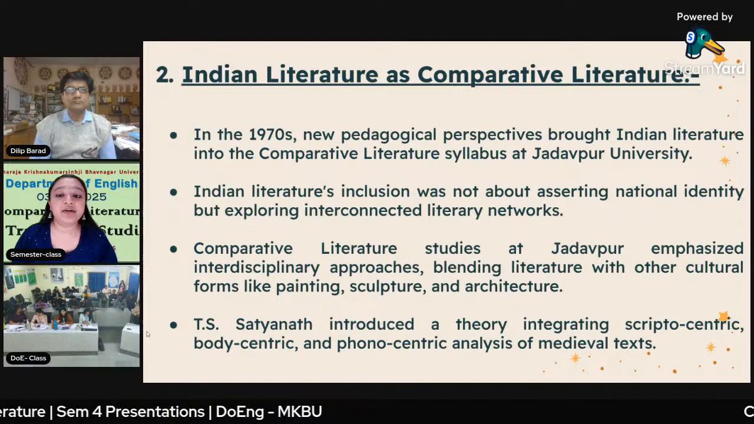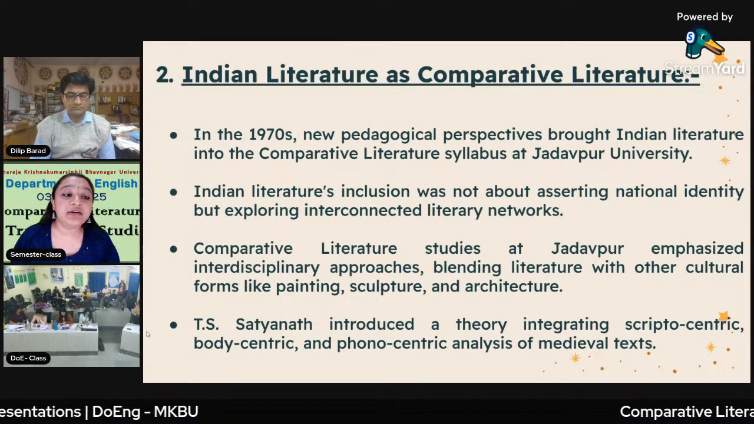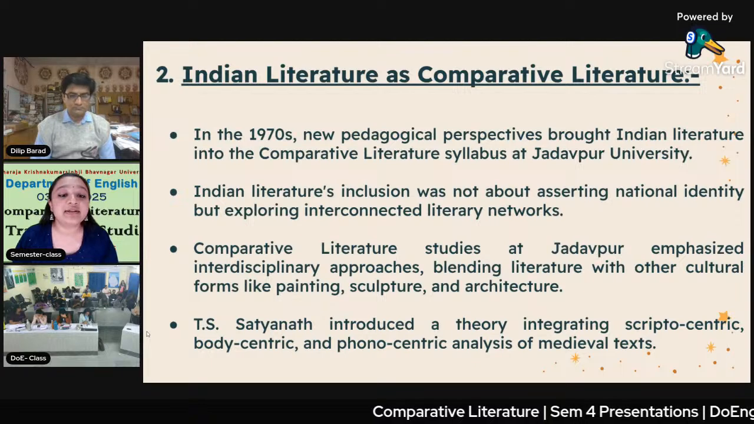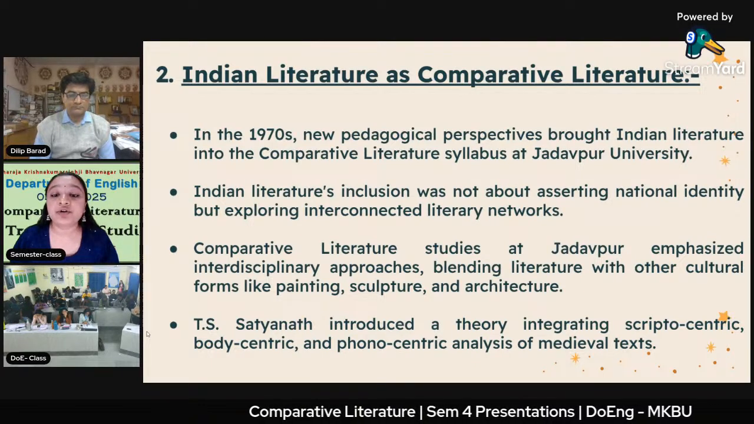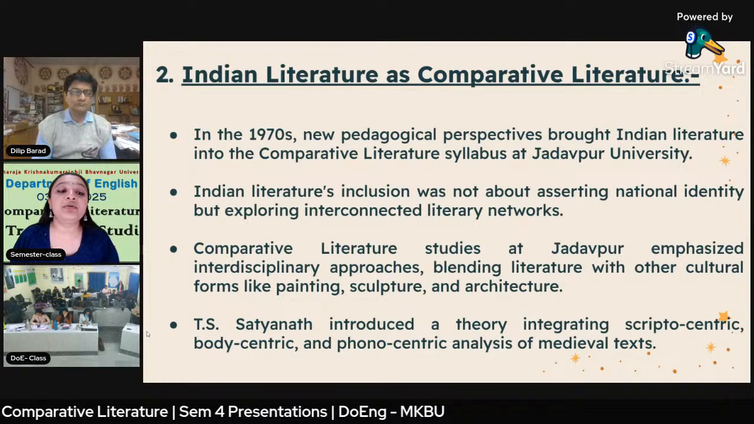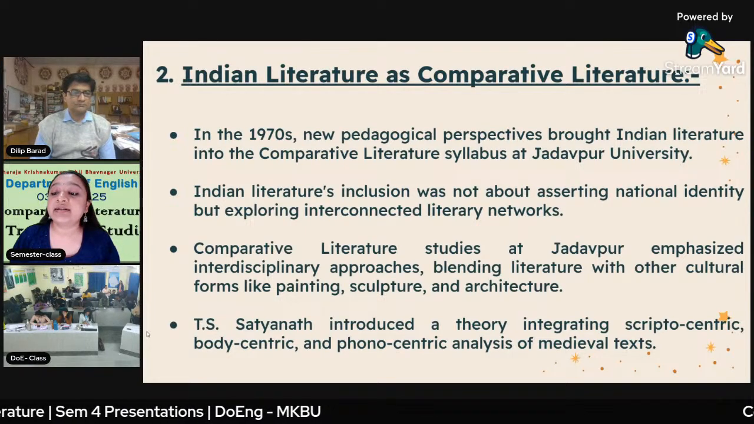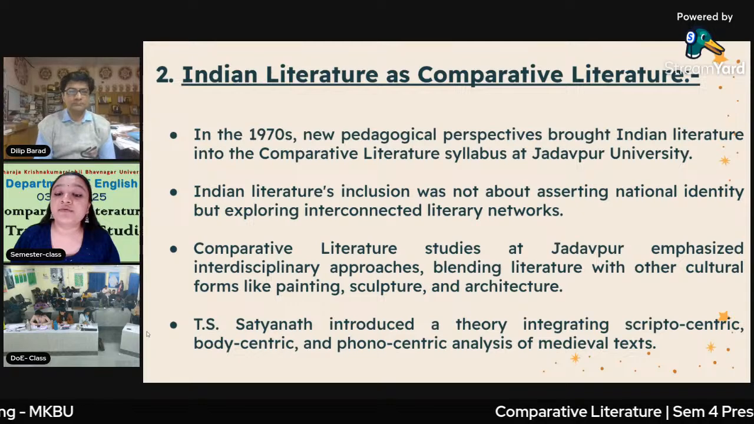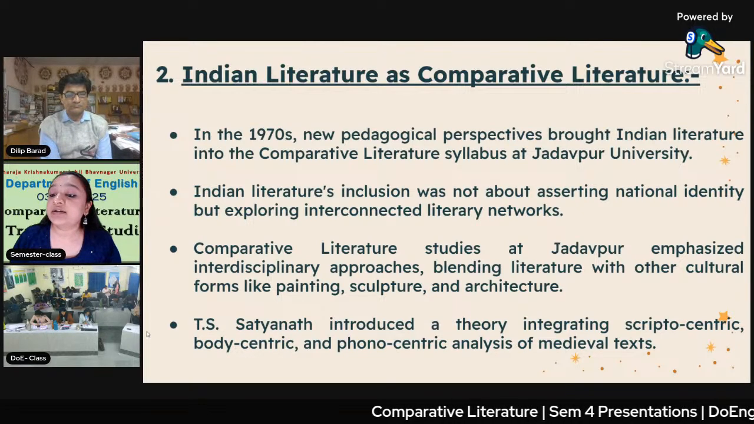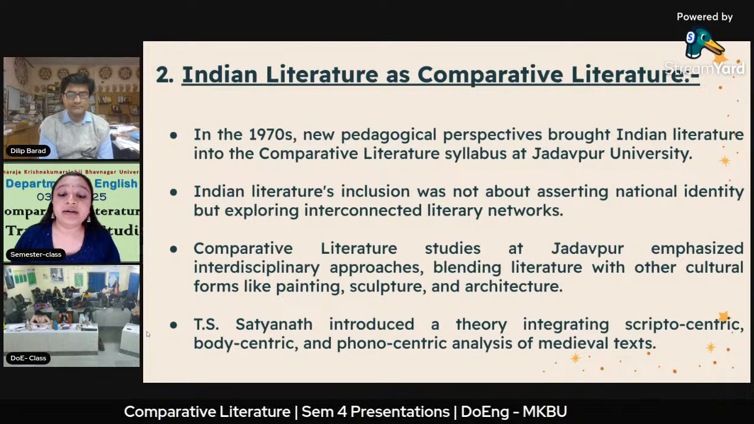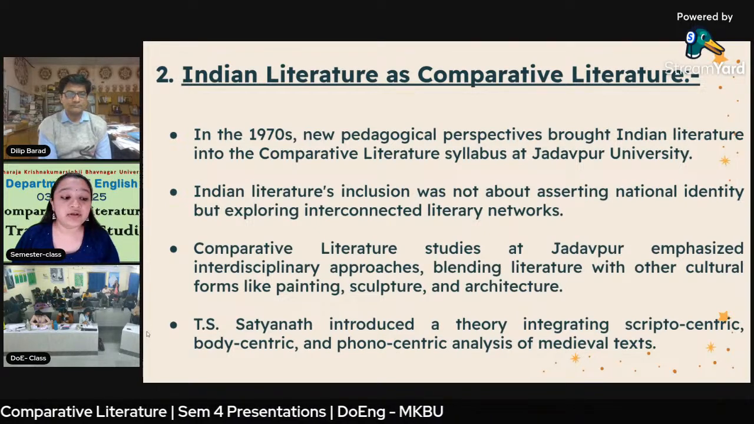The second one is Indian literature as comparative literature. In the 1970s, new pedagogical perspectives brought Indian literature into the comparative literature syllabus at Jadavpur University. Indian literature's inclusion was not about asserting national identity, but about exploring interconnected literary networks.